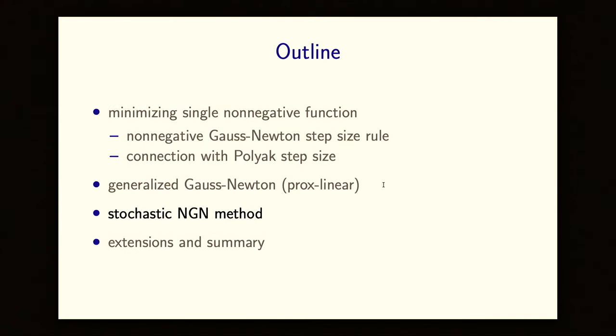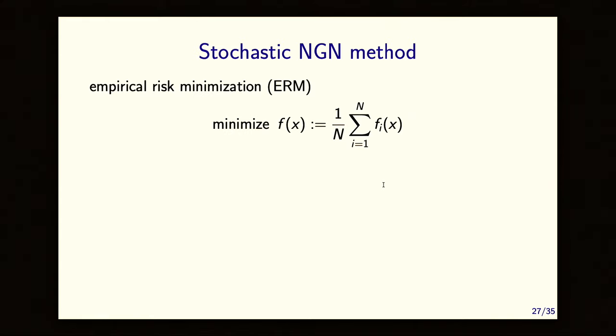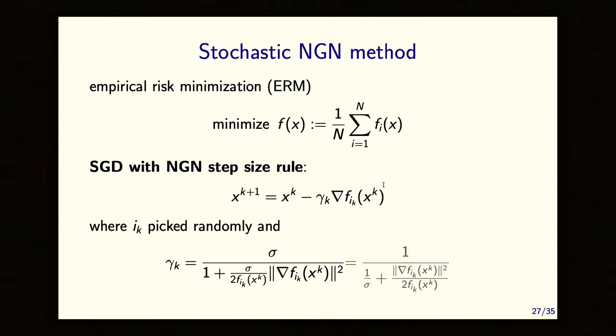Okay, now let's come back to the stochastic versions of this algorithm. Again, now we are trying to minimize the finite average of a large number of functions. This is basically the non-negative Gauss-Newton step size. Still, we pick a random index i_k at each step k. You calculate the stochastic gradient, and the step size, well, no magic. You just take whatever that particular gradient is. So it's almost trivial. You can still write it as a harmonic mean of the constant versus a modified Polyak step size.